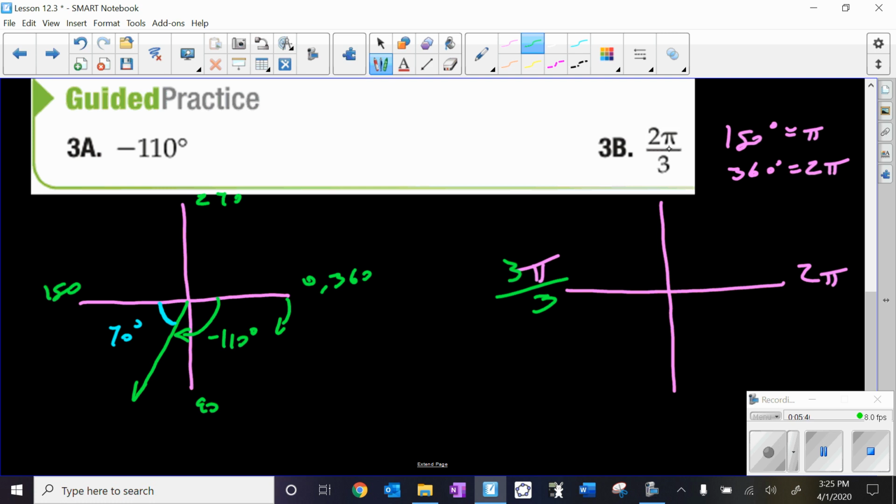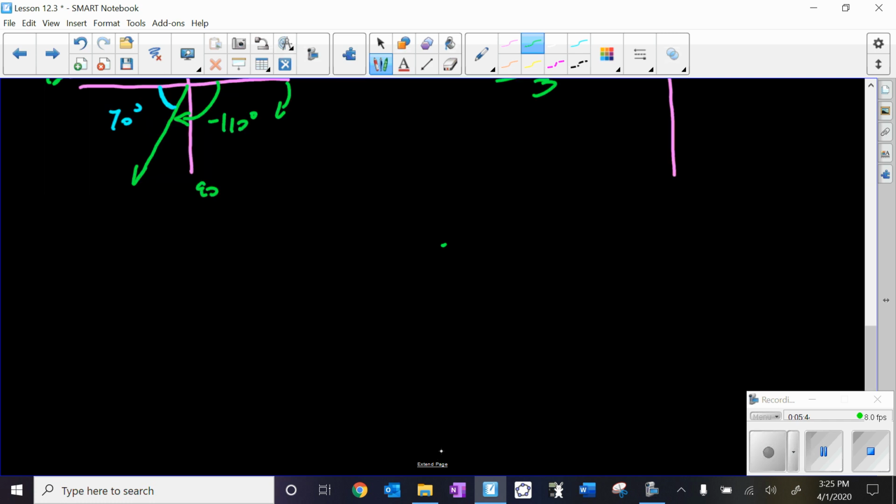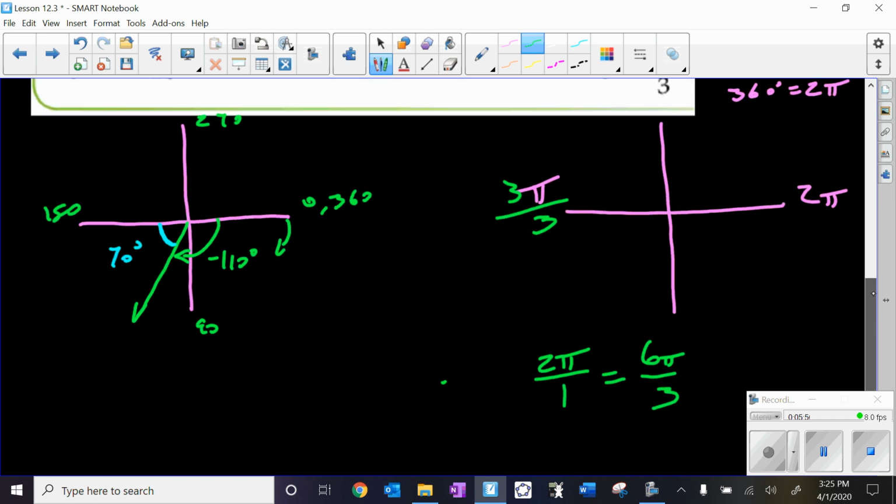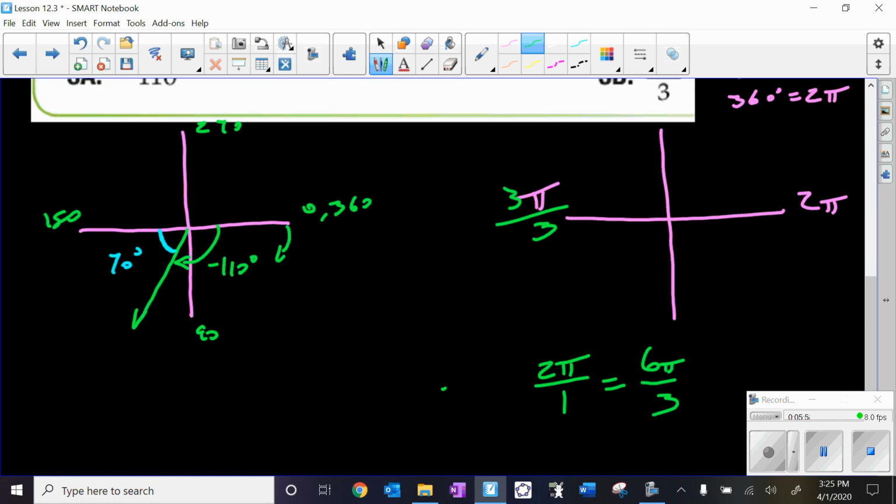I can do the same thing with 2 pi. If I want to make 2 pi something with a denominator of 3, well, I have to multiply top and bottom by 3. That's now going to get me 6 pi over 3. So instead of 2 pi, I'm going to change this to 6 pi over 3. That's still the same thing as 2 pi. 6 over 3 is still 2, which will give me 2 pi.